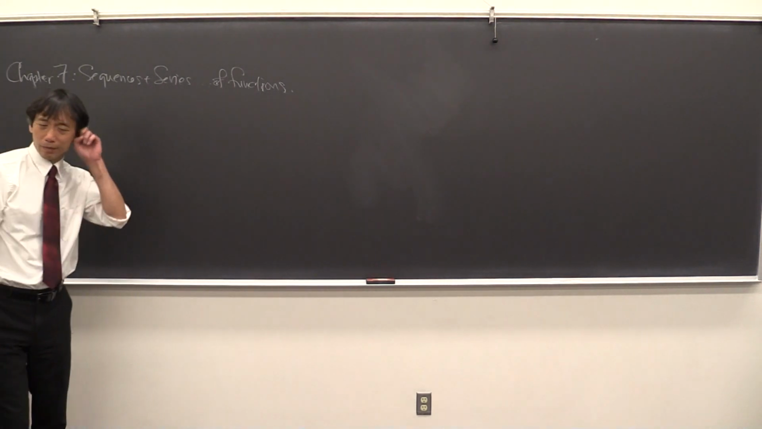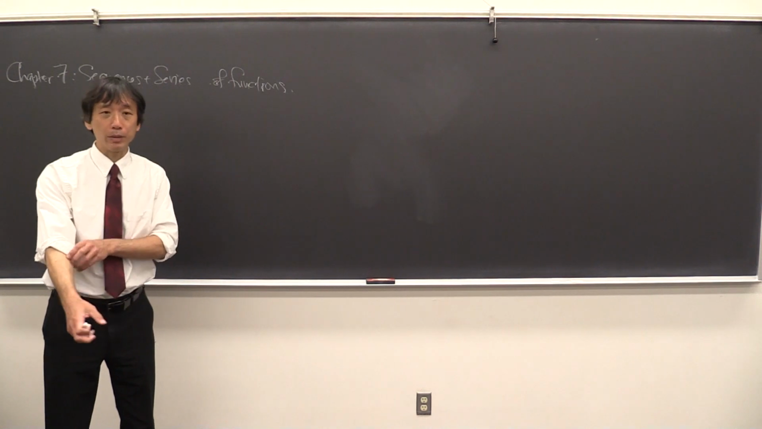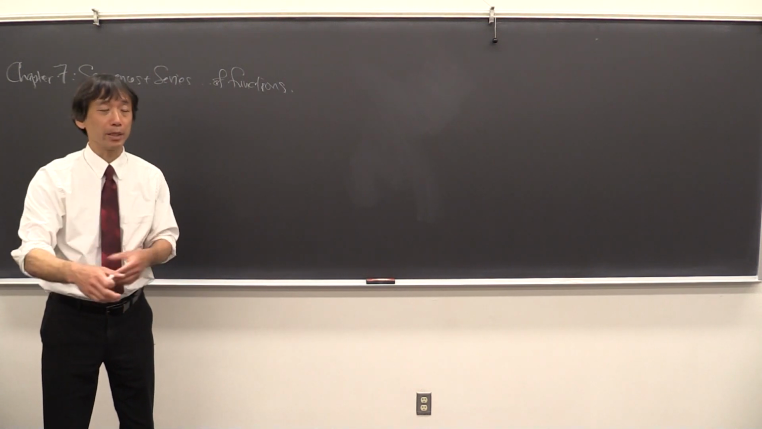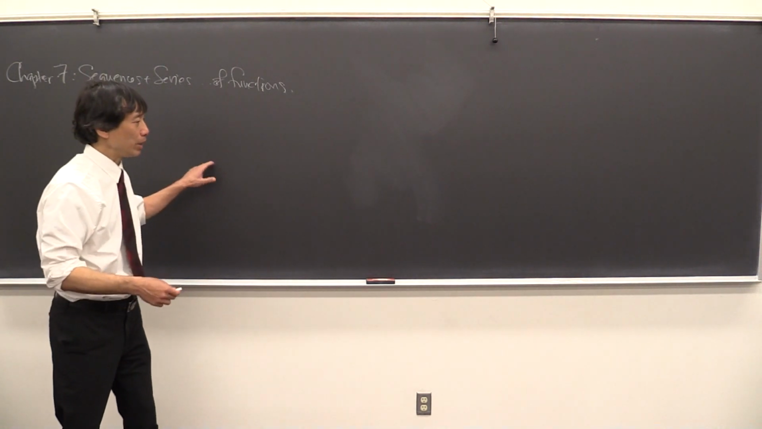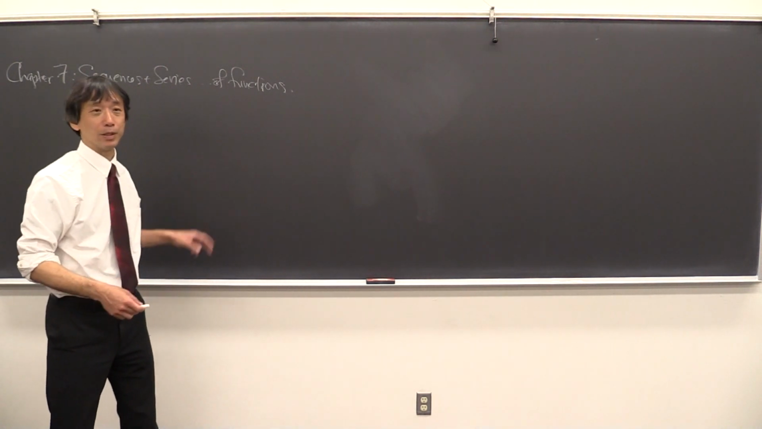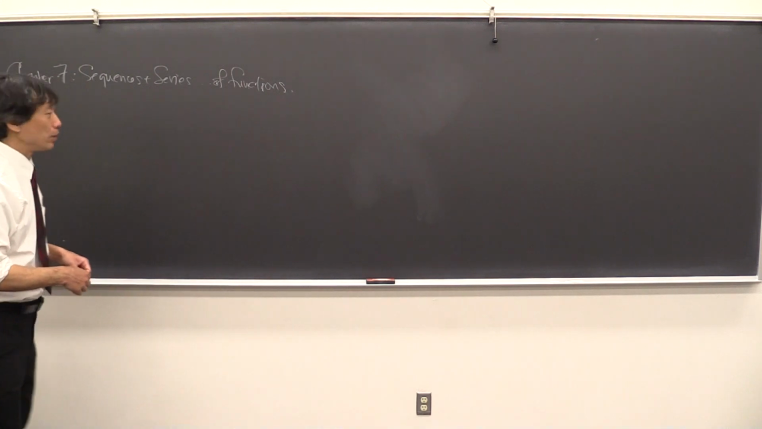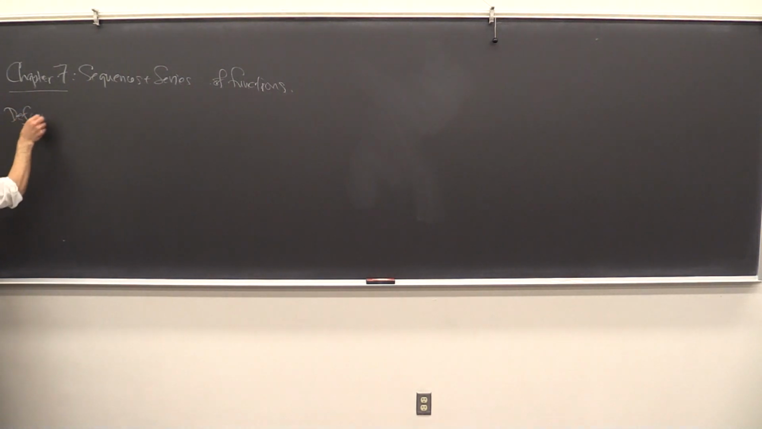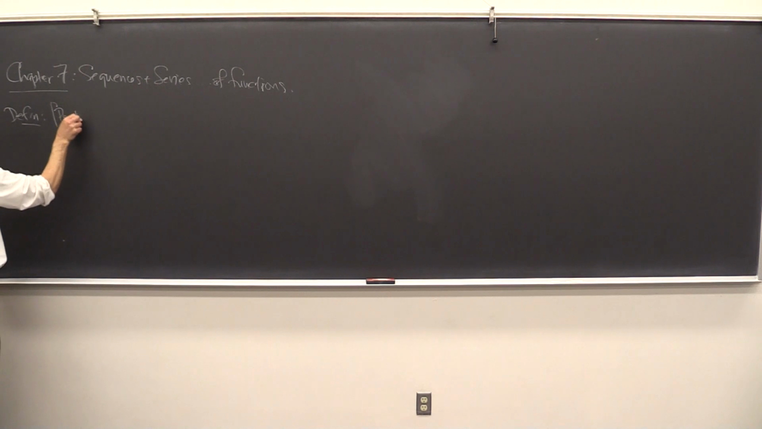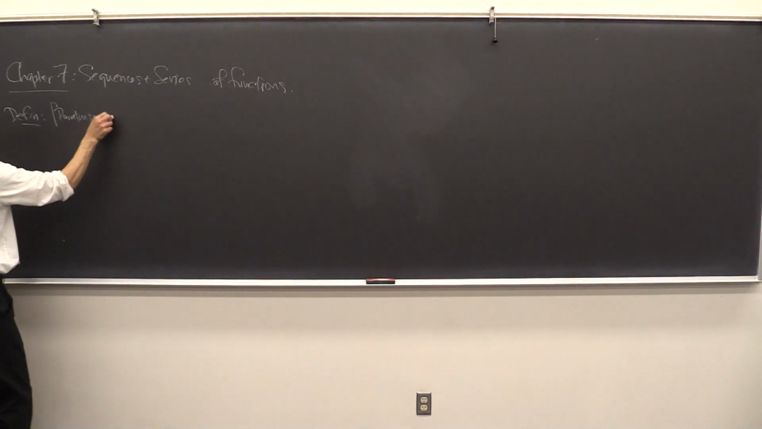So you want to think of this sort of like you were thinking about sequences and series back in chapter 3, but now each of the points in your space is actually a function. Okay, so we'll start off by talking about two kinds of convergence. The first is called pointwise convergence.